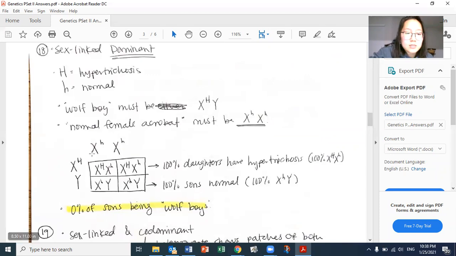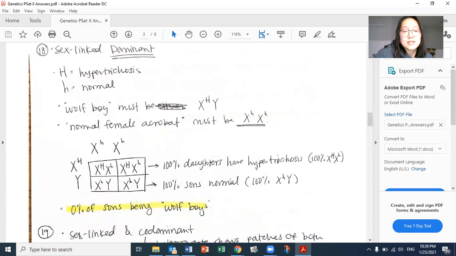Okay, so you're going to cross them and see the potential for their offspring. If you do the Punnett square, you would see that 100% of the time, if they have a daughter, that daughter will have werewolf syndrome, or hypertrichosis, because all of the daughters' possible genotypes are X capital H, X lowercase h. On the other hand, if you look at the sons, because the woman can only give X lowercase h when the dad is giving the Y, then 100% of the sons would actually be normal, because they would be 100% X lowercase h, Y.